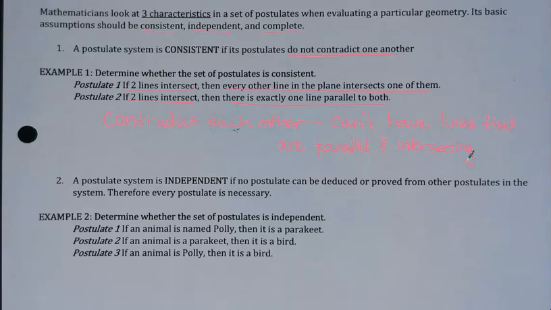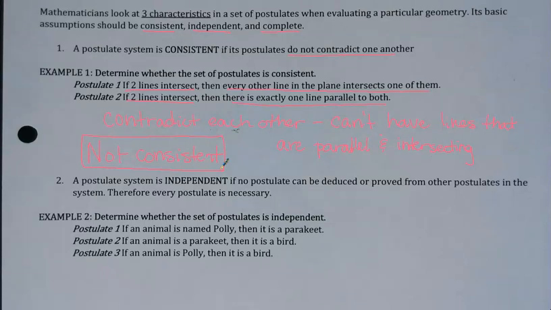So the answer to this question, it says determine whether the postulate is consistent. This is not consistent. Okay, or these postulates are not consistent. So that means that this geometry that had those two postulates would not be consistent. It would not be a good geometry system. Okay, let's look at number 2.